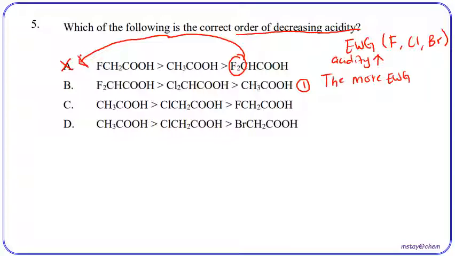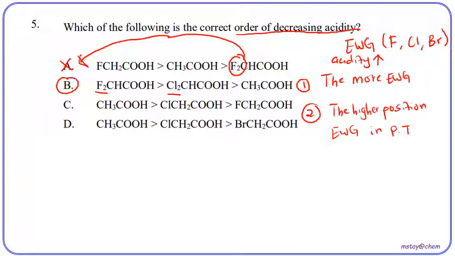Next one, we can see there is a fluorine, two fluorine and chlorine. And here, the second one, the EWG are different, so we are going to look at the position. The higher the position of the EWG in the periodic table, the stronger the acid. So B looks like it is the answer. C, this one has no EWG, so supposedly it will be the weakest. So it goes to the back here.